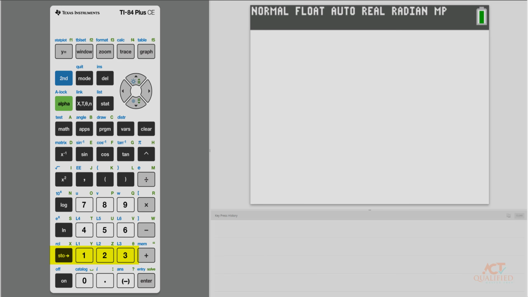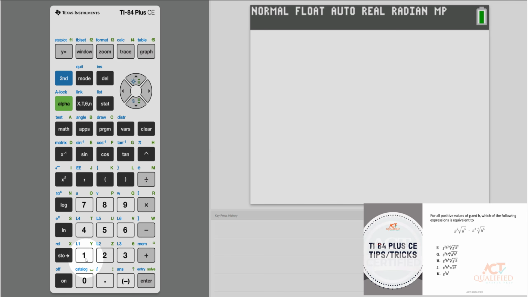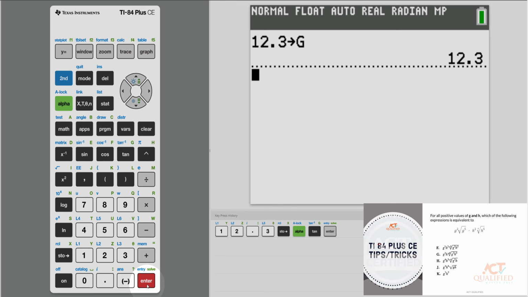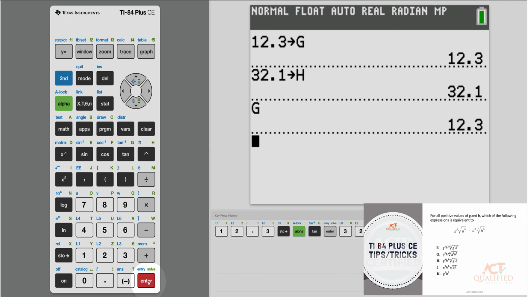To begin, let's store 12.3 into g. Press 12.3, store, alpha, g. Enter. Moving backward, press 32.1, store, alpha, h. Enter. 12.3 is now stored in g, and 32.1 is stored into h.